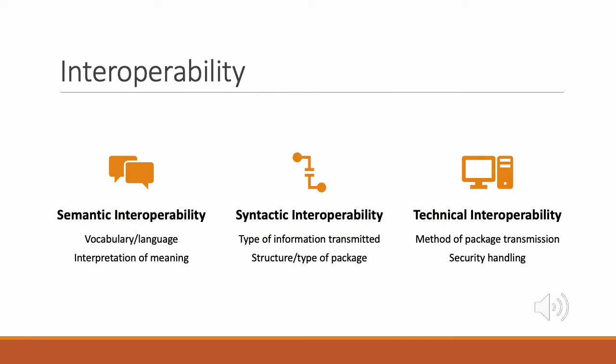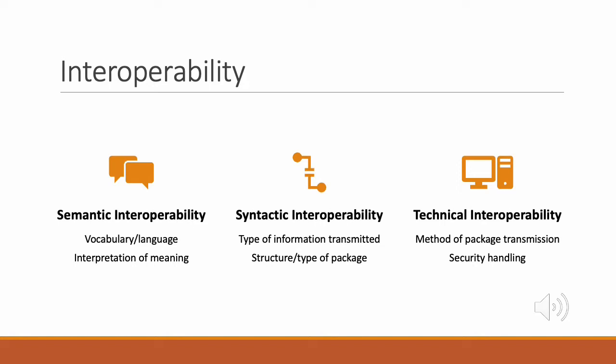So what we mean by interoperability is the ability of computer systems to transmit and receive data as well as to make use of that data as information. And in terms of semantic interoperability, the focus is on the vocabulary or language of the message within the package, as well as the interpretation of meaning, giving meaning to data to make it useful information.